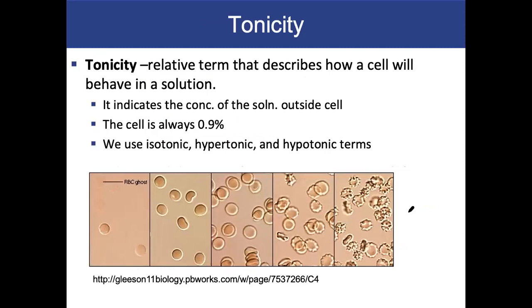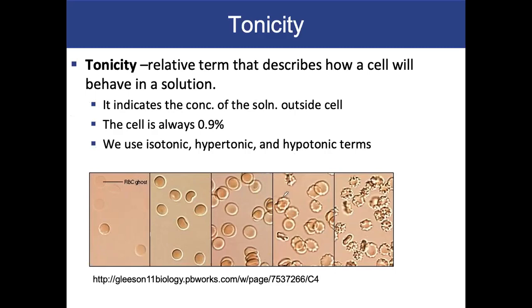Tonicity. So how do we use tonicity? Tonicity is a relative term that describes how cells are going to behave in a solution. This definition is not entirely true, but it indicates a concentration of the solution outside the cell. So this is how you're going to use tonicity. Tonicity really is the concentration of the impermeant solutes, the ones that can't cross the plasma membrane, but we'll use it this way because it's easier to understand. The cell is always 0.9%. And so we use isotonic, hypertonic, and hypotonic terms.